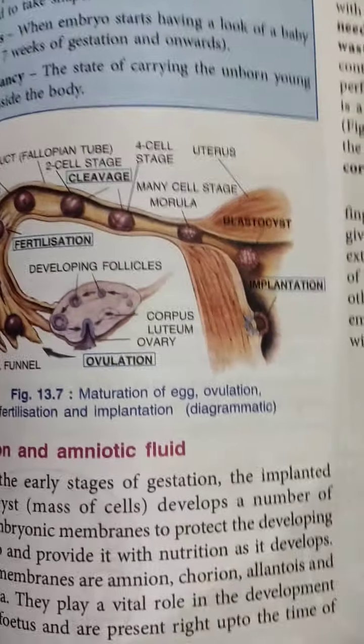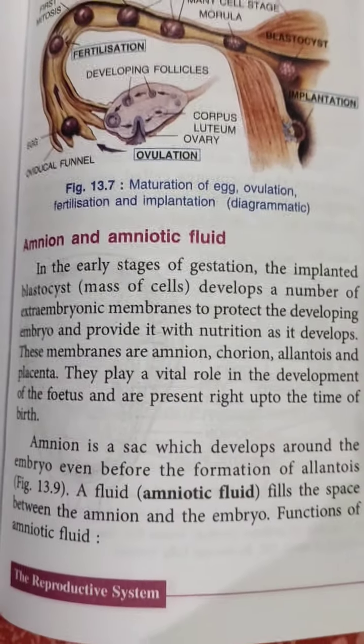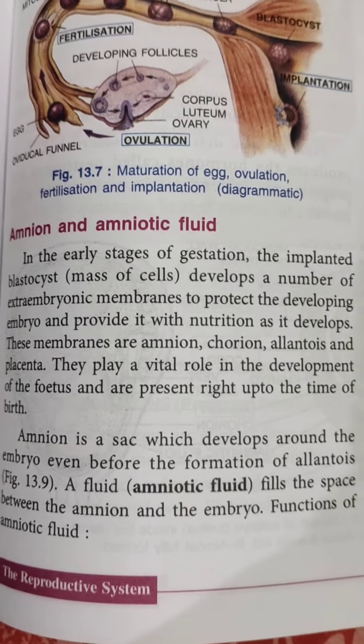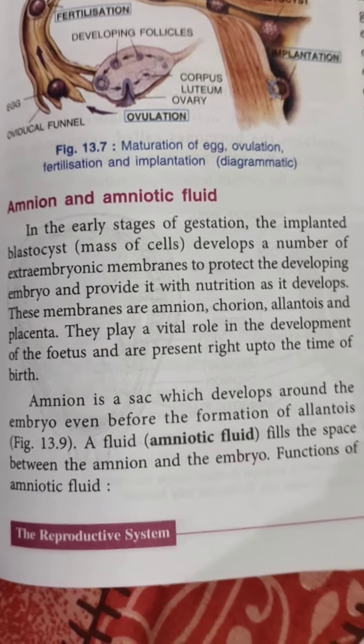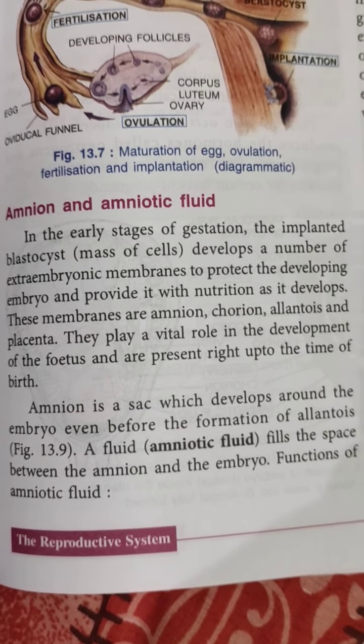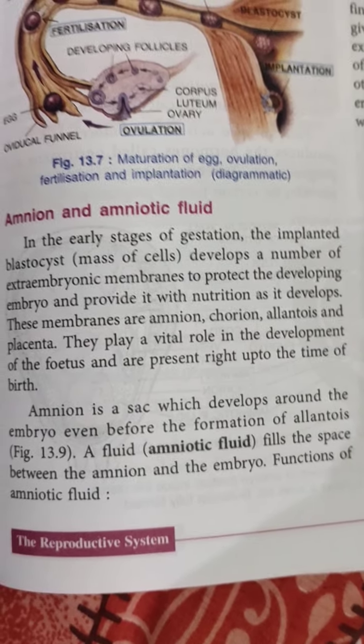Okay. Now, amnion and amniotic fluid, another very important term which we must remember. Because amnion is a sac which develops around the embryo even before the formation of allantois. A fluid, amniotic fluid, fills the space between the amnion and the embryo. So this is the location of amniotic fluid.